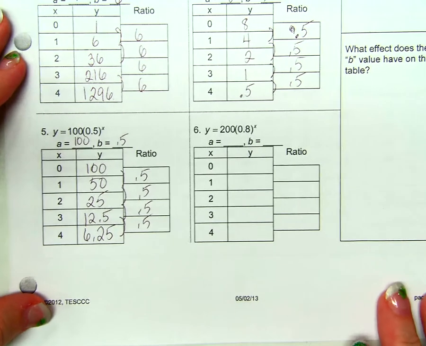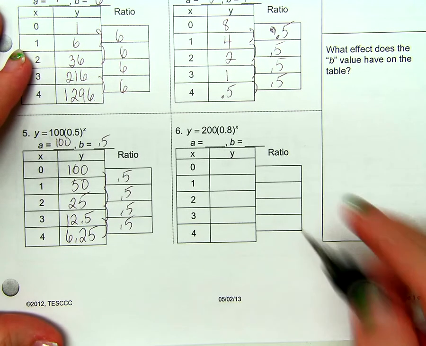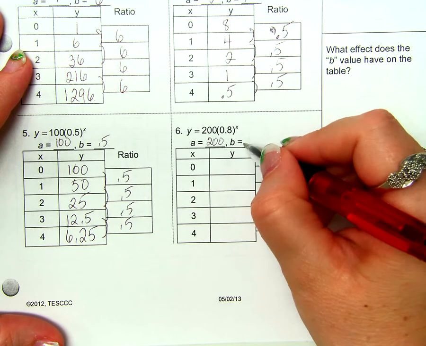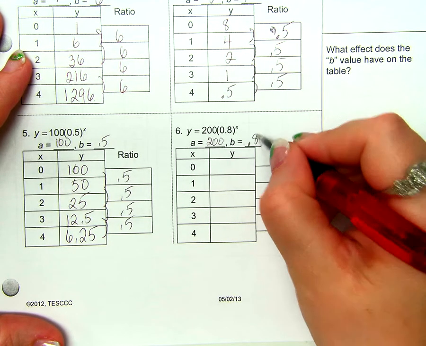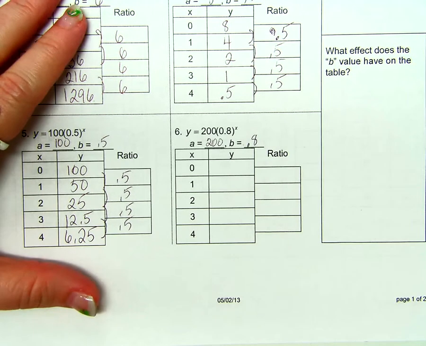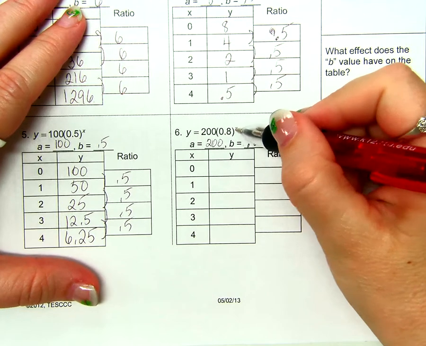Number 6. A, 200. B, 0.8. Okay, I'm going to need some help on this one. I can get a certain ways down the table, but then I mess up after that. 0.8 to the 0 power.